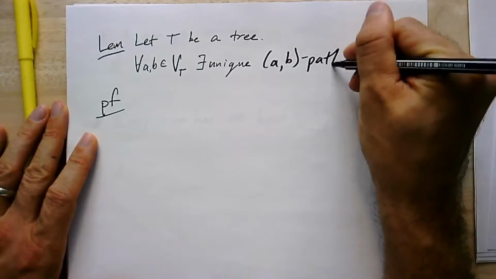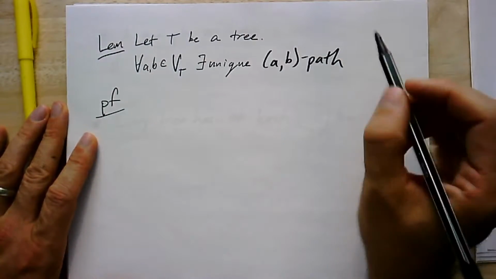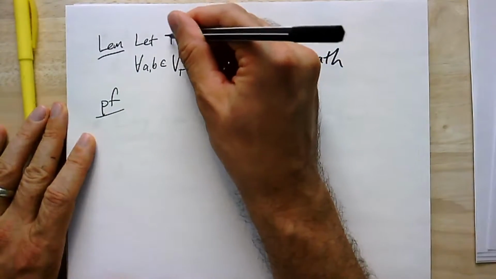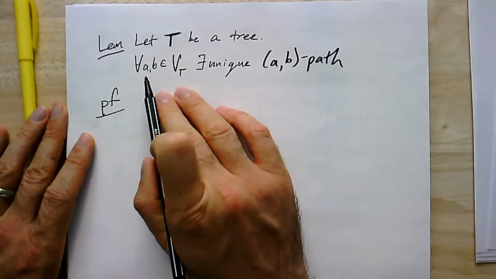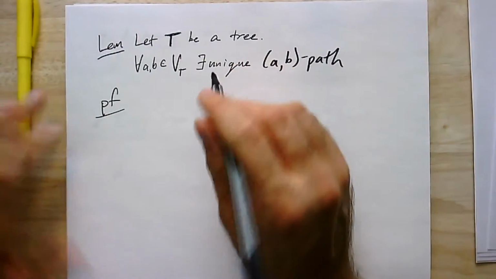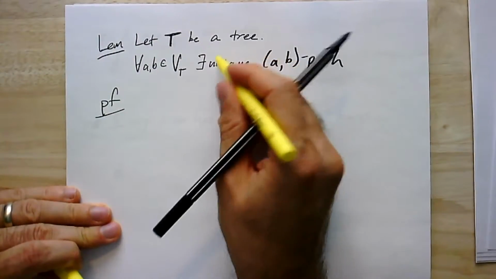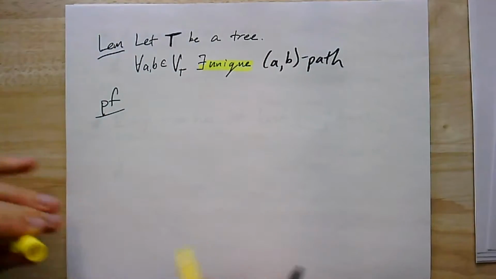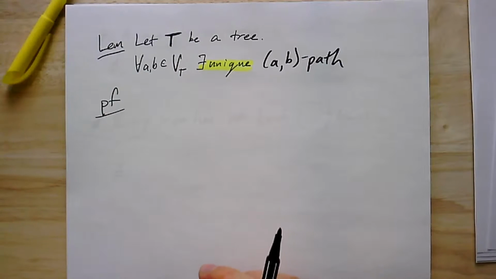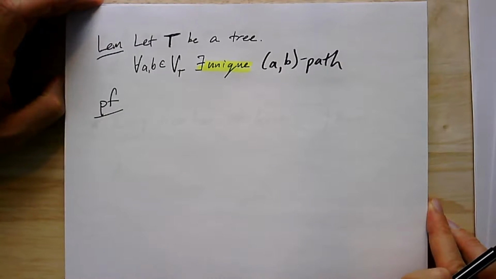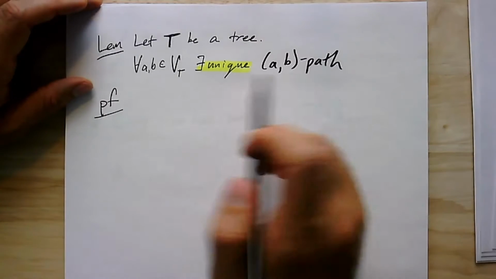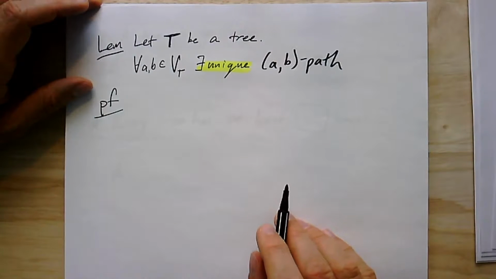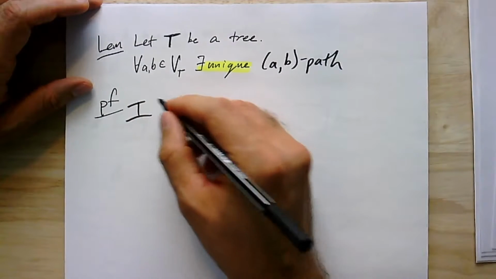Now, the fact that there's a path is not surprising because by definition, we said that a tree was a connected forest, so it had to be a connected graph. So for every pair of vertices, there is a path. But the interesting part here is this uniqueness. There's just one path. That's path up to isomorphism. So if I reverse it, that's also a path, but we mean unique in that sense. And so the proof here, let me just give the sketch of it.